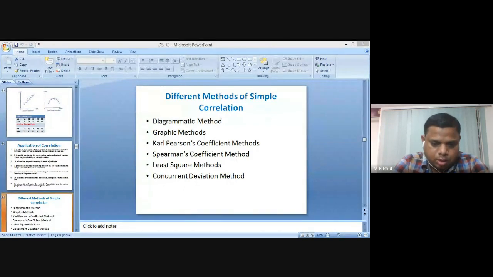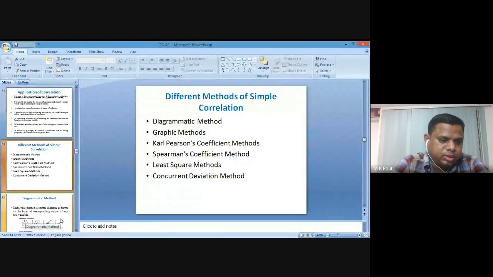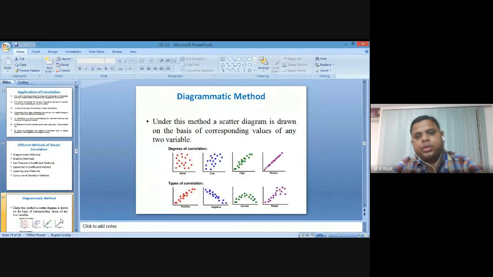Okay, so let's start with the first method, the diagrammatic method. Basically, this method uses a scatter diagram. It is drawn on the basis of corresponding values of any two variables. I repeat, under this method, a scatter diagram is drawn on the basis of corresponding values of two variables, where one lies on the x-axis and the other on the y-axis. Here, examples are given in the case of scatter diagrams.